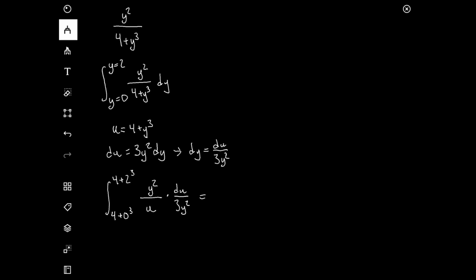Okay, let's simplify this. 4 plus 2 to the third is 4 plus 8, which is 12. 4 plus 0 to the third is 4 plus 0, which is 4. Then y squared on the top cancels out with y squared on the bottom. So we get 1 over 3u du. This should be really easy to take the integral of, because you can pull the 1/3 to the outside of the integral, which gives you this statement.